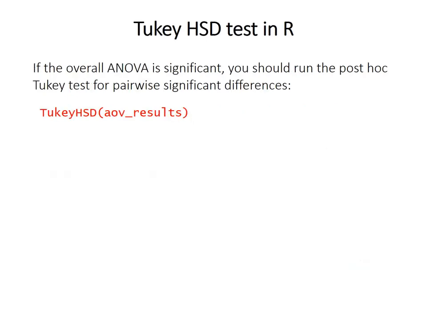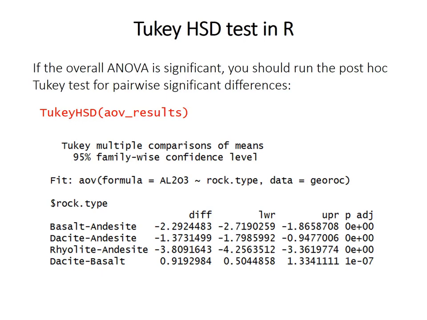So if you get a significant result with your overall ANOVA, you should next run the Tukey test, and that's the second reason why you need to store your ANOVA results as a variable, because the Tukey test operates on those ANOVA results as its input. So you basically just say TukeyHSD, note the capitalization, and then in parentheses just put in the results from the ANOVA.